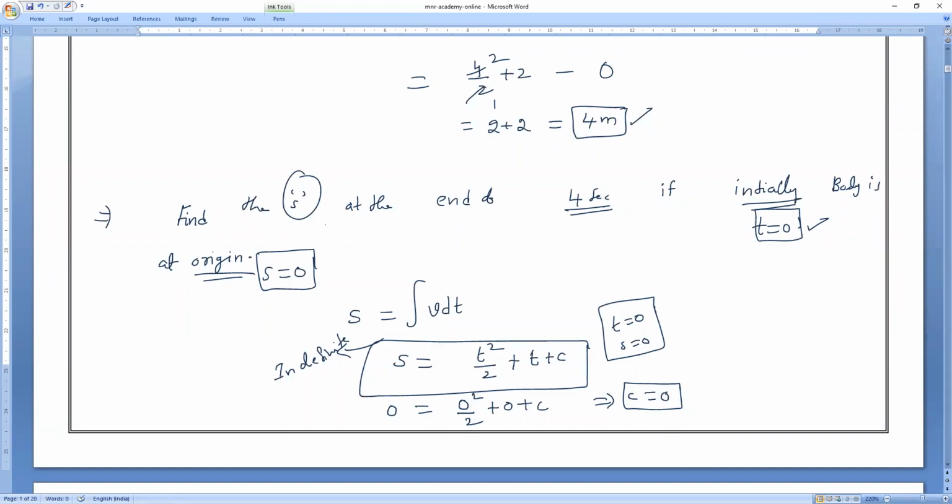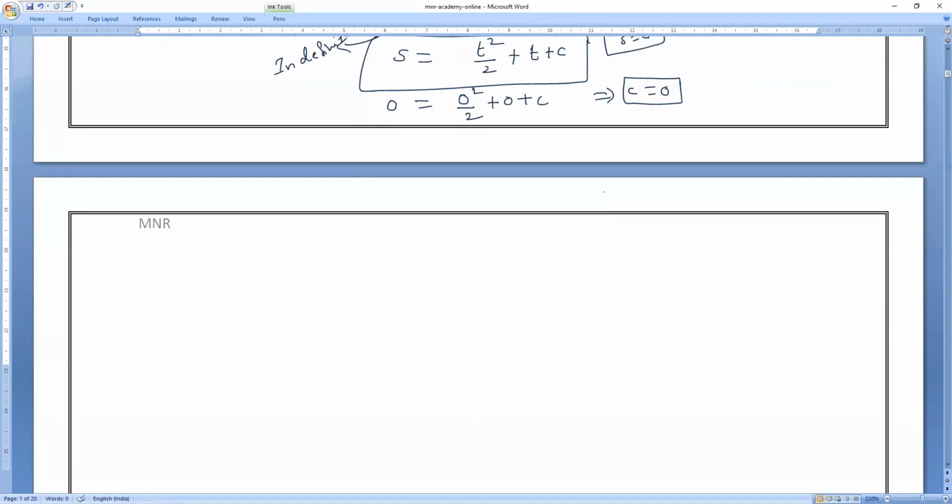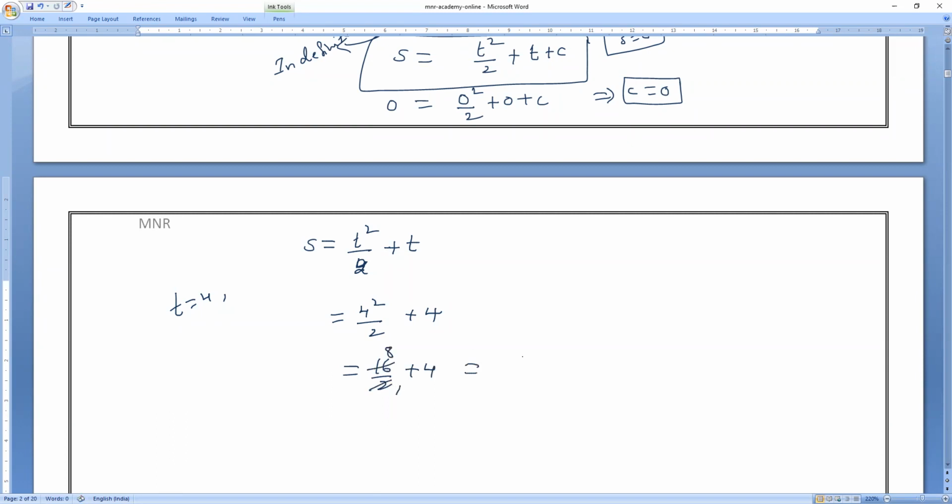Then they are asking, what is the displacement at the end of 4 seconds? So you can substitute it. S is equal to t square by 2 plus t. Then you can directly substitute t is equal to 4. So 4 squared by 2 plus 4, which is 16 by 2 plus 4, which is 8 plus 4. So after 4 seconds, the displacement shown by the body is 12 meters.